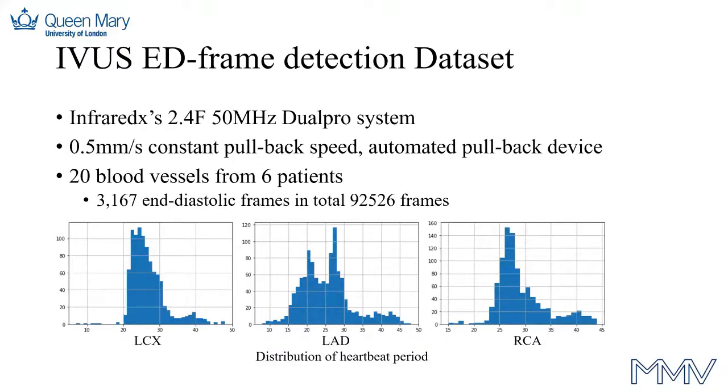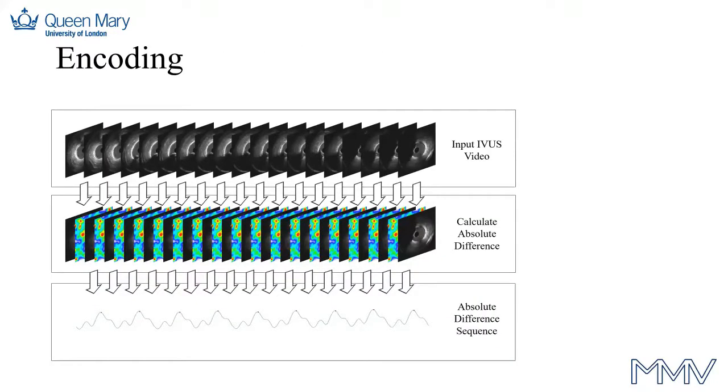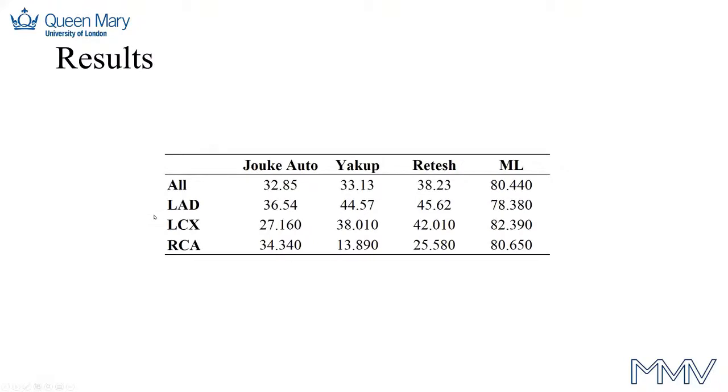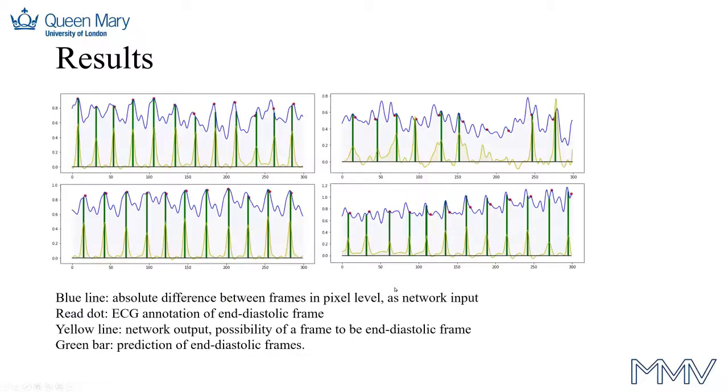In this task, we create a small dataset and we do some encoding of this video and put it into a recurrent neural network. Then you can see the results by accuracy. The first column is an automatic method developed by Leiden University, the second and third are two experts' annotations, and the last column is our result. This is the first time that we know that a machine learning methodology can improve on humans like this. Here are some of my results.